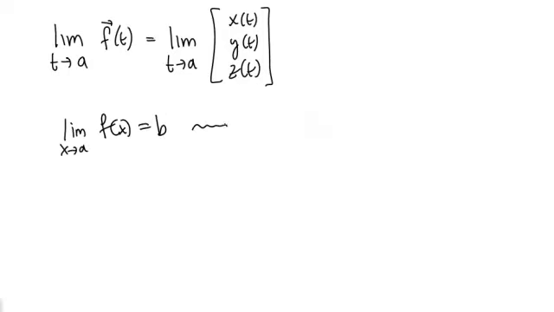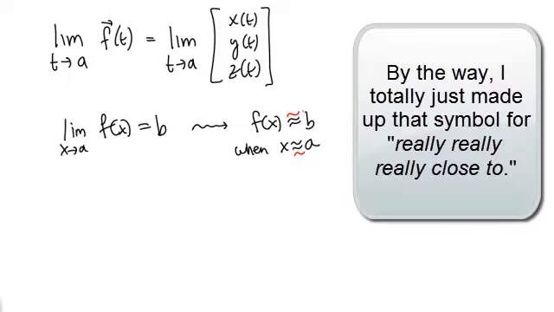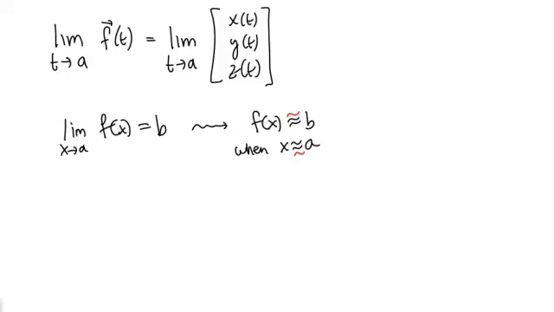What we're really saying is that f of x is approximately b when x is approximately a. And if x is really, really close to a, then f of x is really, really close to b. So the idea is that as the input is close to a, the output should be close to some value b. Now if I want to apply that to a vector, every time I plug in numbers into a vector function, I should get a vector output.